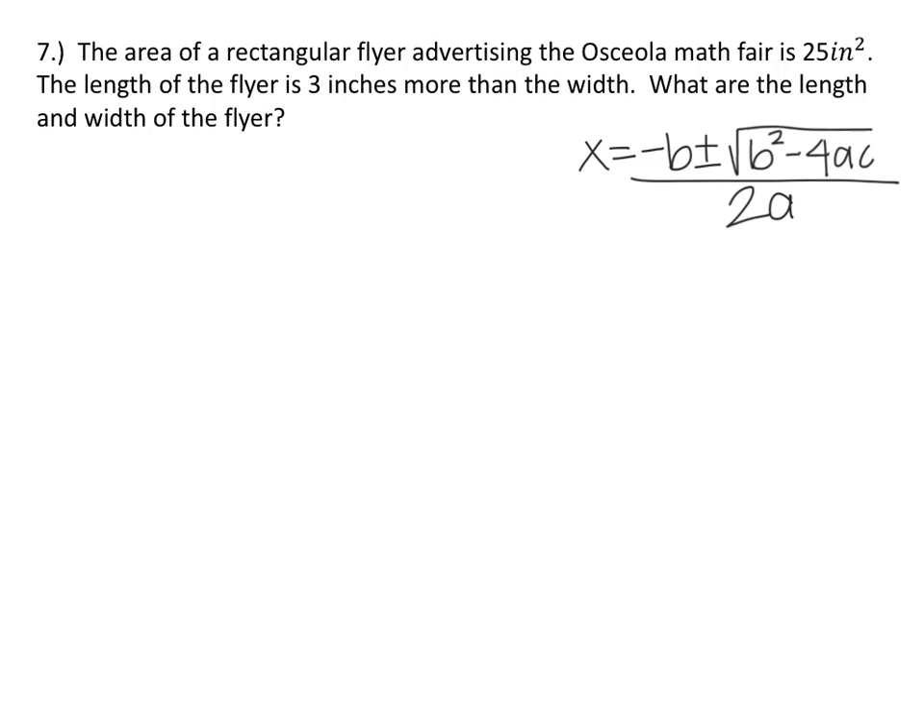The area of a rectangular flyer advertising the Osceola Math Fair is 25 inches squared. The length of the flyer is 3 inches more than the width. What are the length and width of the flyer?